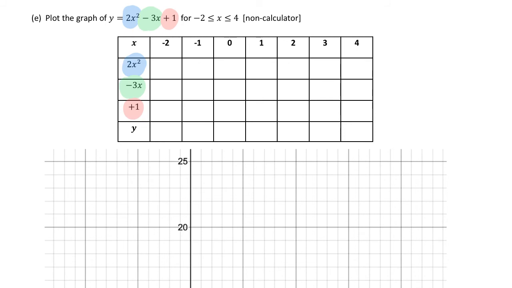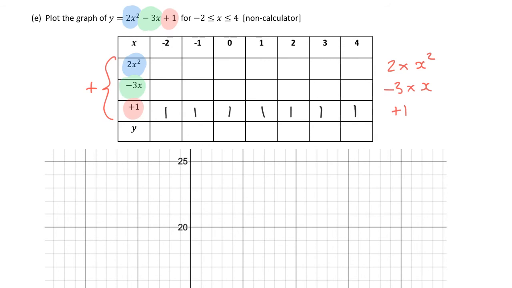Once we work those out, all we need to do is add these 3 together, and that will work out what y is equal to. Now it's important to remember that 2x squared means 2 multiplied by x squared, so we do the x first. Minus 3x is minus 3 multiplied by the x value, and plus 1 is just 1. Whenever we're filling those in, the 1 is actually the easiest one to do because it's always going to be 1, so we can do that first of all.